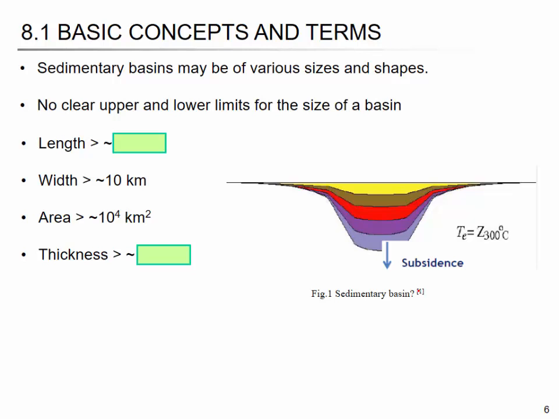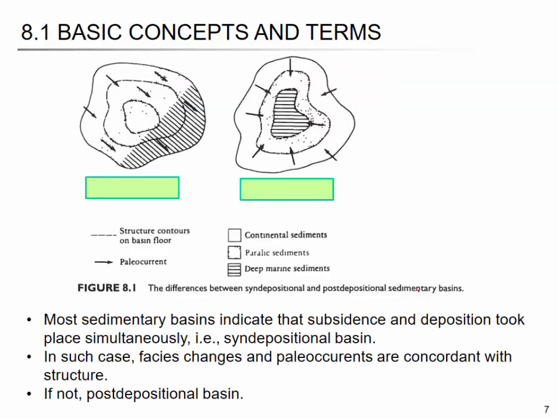It doesn't have criteria in terms of size. It can be very large and it can be very small. In terms of length, typically it's more than 100 kilometers, and width is more than 10 kilometers. When you have a basin with a bowl shape, the width and length will be pretty similar, but sometimes it's a very elongated shape, so the width can be thinner than the length. The area is typically more than 10,000 square kilometers, and the basin thickness is about 5 kilometers. So we're talking about layers of formations from Jurassic to Miocene or Precambrian or something like that.